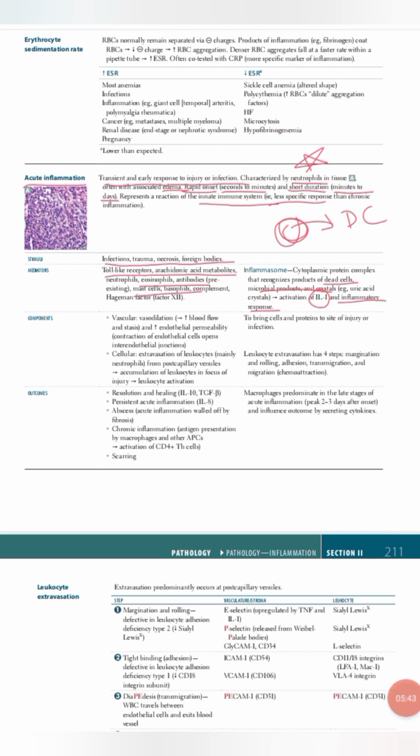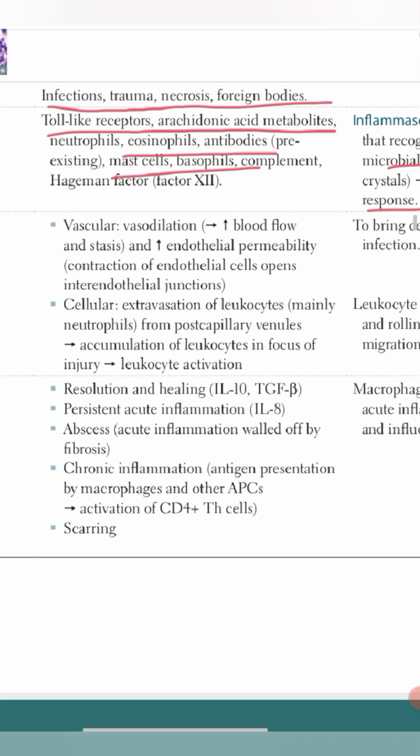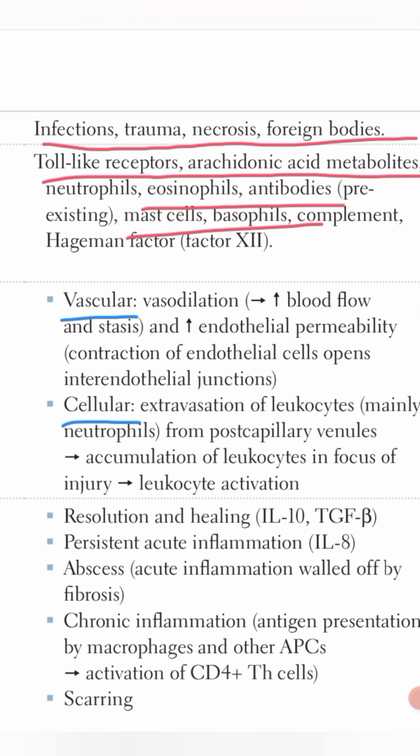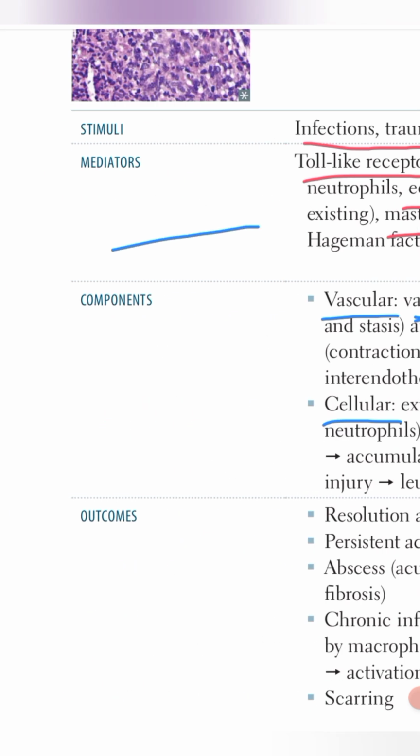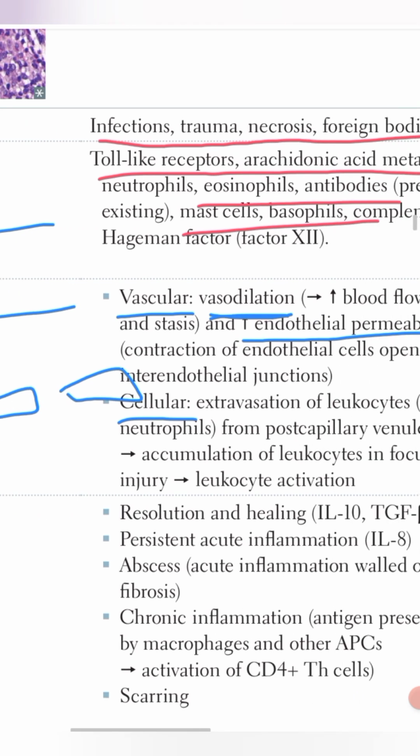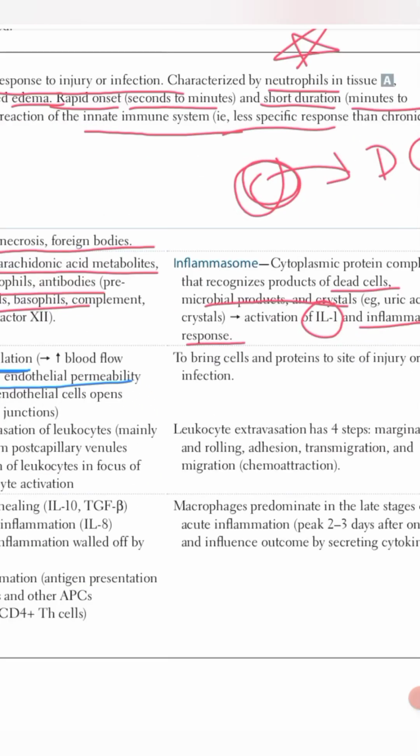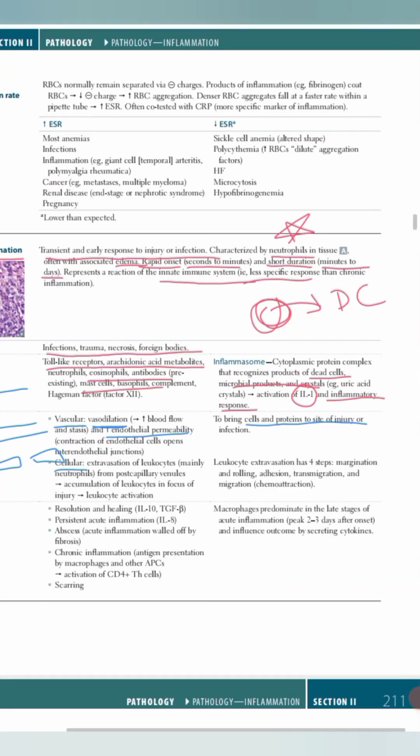Next come the components of acute inflammation. There are two important components: vascular events and cellular events. In vascular events, there is vasodilation, blood flow increases in the vessel wall, and stasis will occur, and there will be endothelial permeability due to contraction of endothelial cells that opens the interendothelial junctions. First, there will be vasodilation of vessels, which will cause stasis of the blood, and secondly, there will be contraction of the endothelial cells, which will cause increased endothelial permeability. So it occurs to bring the cells and proteins to the site of injury or infection.